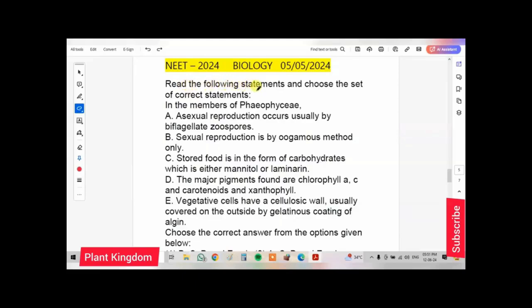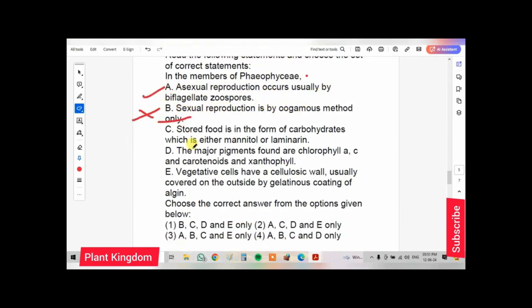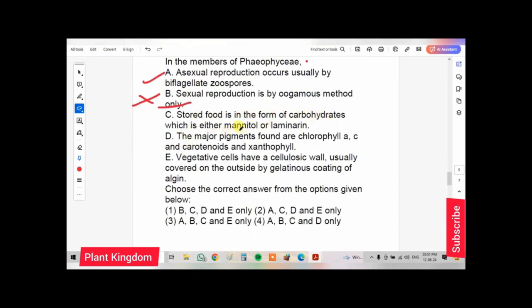Read the following statements and choose the set of correct statements in the members of Phaeophyceae. A, asexual reproduction occurs usually by biflagellate zoospores, and it is right. B, sexual reproduction is by oogamy method only. No, it's wrong. B is wrong. C, stored food in the form of carbohydrates, which is either mannitol or laminarin, is right. D, major pigments are chlorophyll a and c, carotenoids and xanthophylls, it's right. E, vegetative cells have a cellulosic wall usually covered on the outside by a gelatinous coating of algin. It's right. Except B, A, C, D, E are correct.